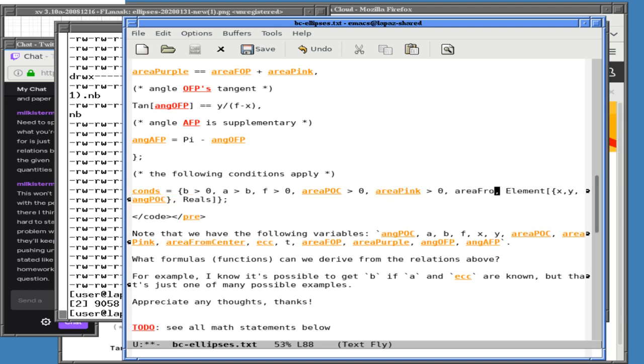Area from center. Some of these conditions I don't need, because they're implied from the conditions above. Eccentricity, I'm pretty sure, has to be bigger than zero. And I'm pretty sure it has to be less than one, but I'm not going to say that. T just has to be within the reals. It could be negative if it wants to be. Area FOP is greater than zero. Area purple is greater than zero. Angle OFP and angle AFP just need to be real numbers.